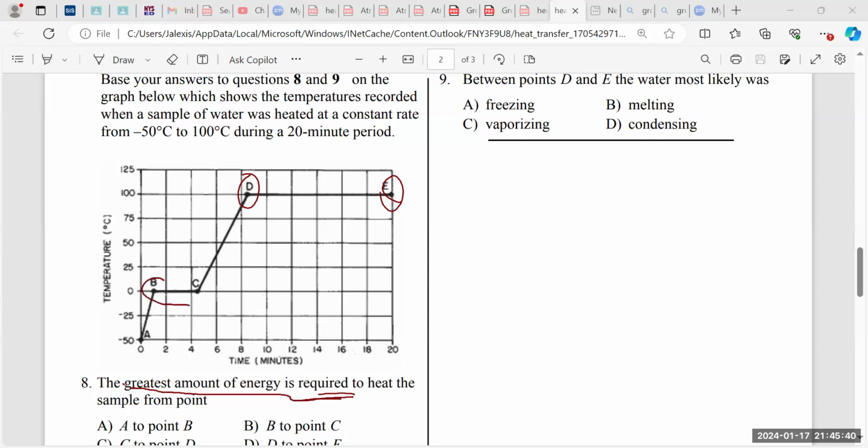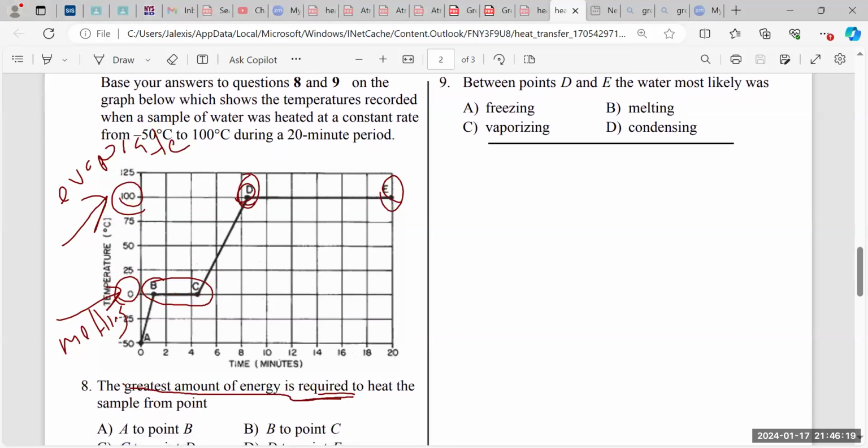Anytime that you're seeing where the temperature is staying the same, whether it be at 0 degrees or 100 degrees, this is during a phase change. At 0 degrees, this is the melting process, because once water reaches 0 degrees, now it's a mixture between solid and liquid. And if you're heating up the object, once you get to 100 degrees Celsius, it starts to evaporate, which leads us to number 9.